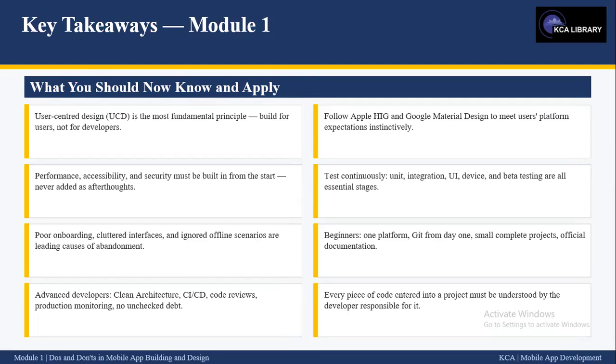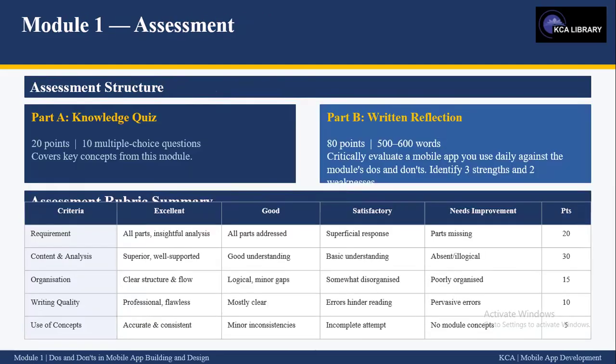This module highlights several important takeaways. User-centered design remains the most fundamental principle. Developers should adhere to platform guidelines to meet user expectations. Performance, accessibility, and security must be integrated from the beginning. Continuous testing across multiple levels is essential. Beginners should emphasize onboarding, offline handling, and foundational skills, while advanced developers must emphasize architecture, automation, and monitoring. Ultimately, every line of code must be fully understood by the developer implementing it.